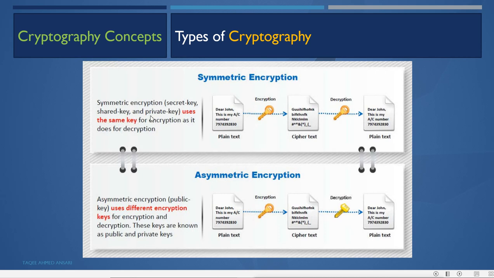Then asymmetric encryption. In this, it uses the public key, a different key for encryption and decryption, and these keys are known as the public and private key. So it uses a different key for encrypting and a different key for decrypting the data, and it is called asymmetric encryption. So this is symmetric encryption and asymmetric encryption.